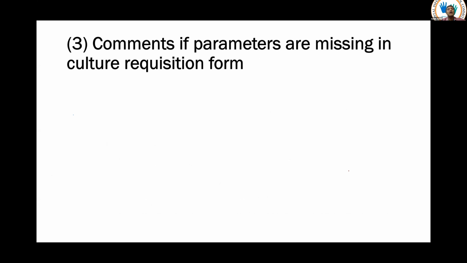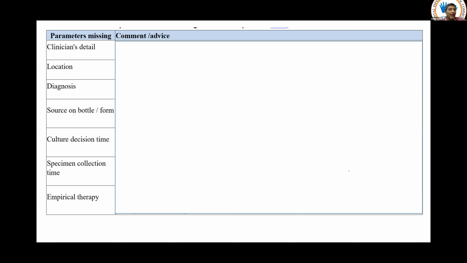The third category is the culture requisition form, where various clinical parameters must be available, like clinician's details, location, diagnosis, source of the blood culture bottle, whether it is a central line or venipuncture sample, culture decision time, sample collection time, and what antibiotic history is going on. These are the clinical informations which need to be available. So we have developed a software. I mean, the next session is about the software only.